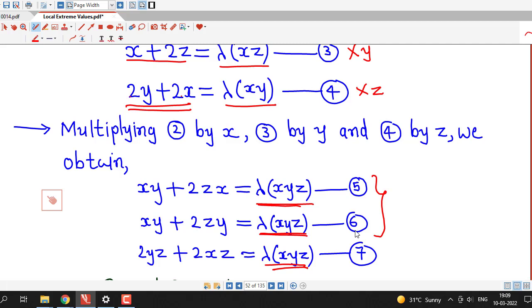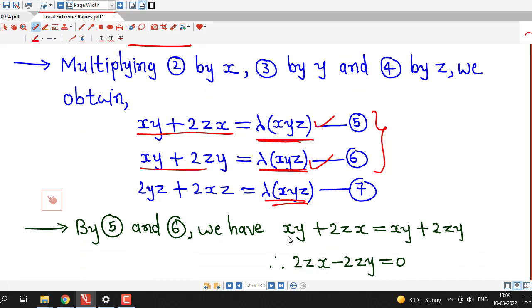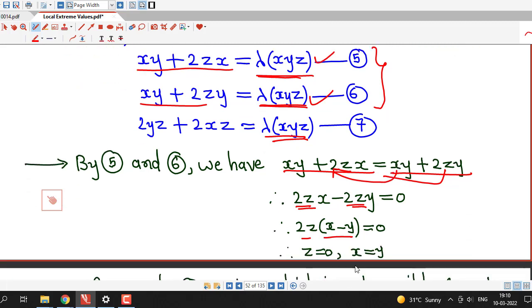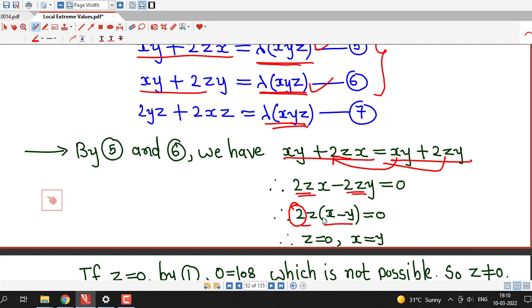Suppose we compare equations 5 and 6. Because right hand sides are equal, we must have xy plus 2zx equal to xy plus 2zy. So that we have written here. Now we consider this on the left hand side, and xy will cancel out, and 2zx minus 2zy equal to 0. Here 2z is common, that we can take outside, and we have 2z times (x minus y) equal to 0, and 2 is always non-zero, therefore z is 0 or x minus y is 0, that is x equal to y.